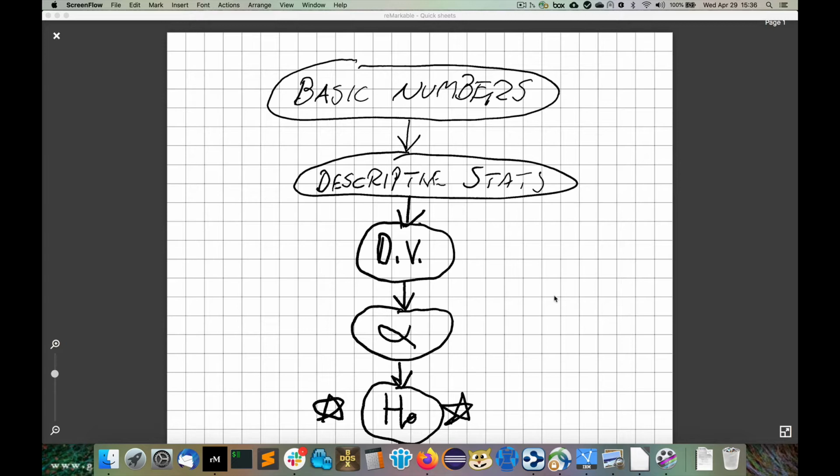Now, one of the things you need to understand is that there is a process associated with this, and the process starts at the very beginning with just calculating some basic numbers that you're going to need. Sigma x's and x minus x bars, all those basic numbers that you're going to need to calculate to ultimately work the problem. Then the next step is to come up with all the descriptive statistics.